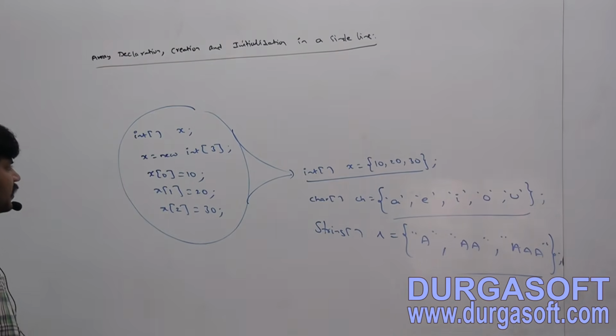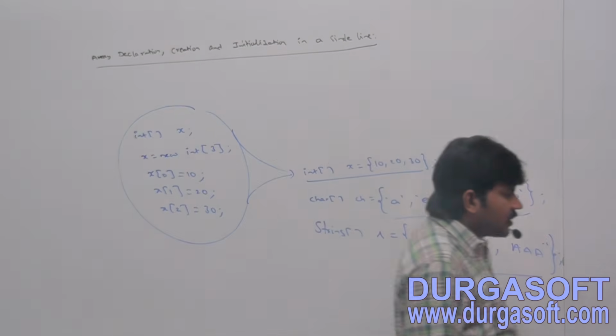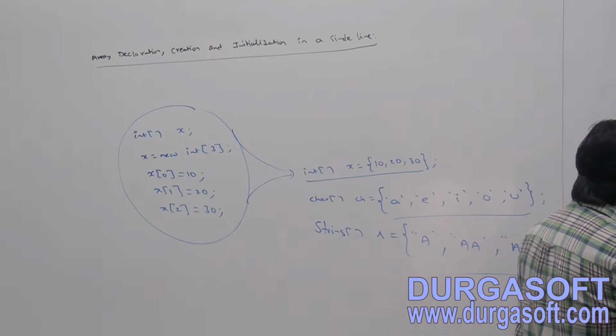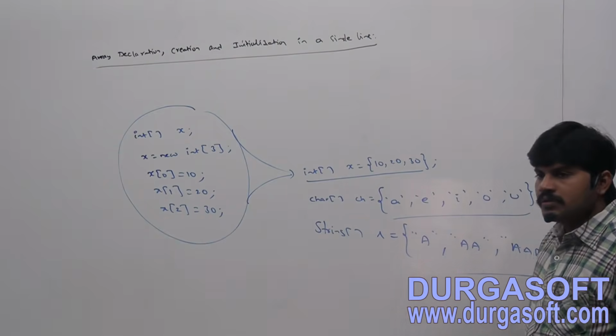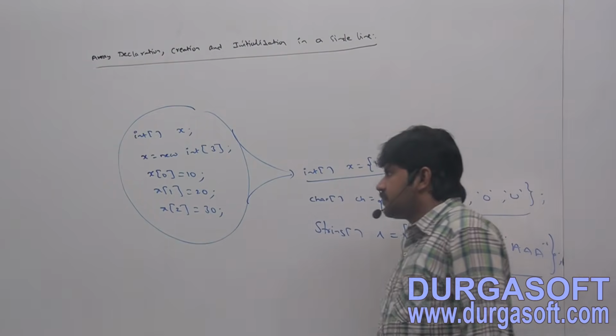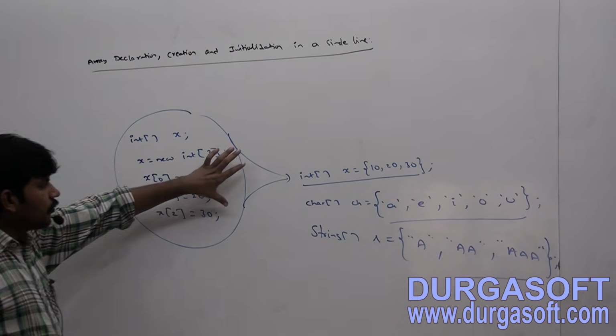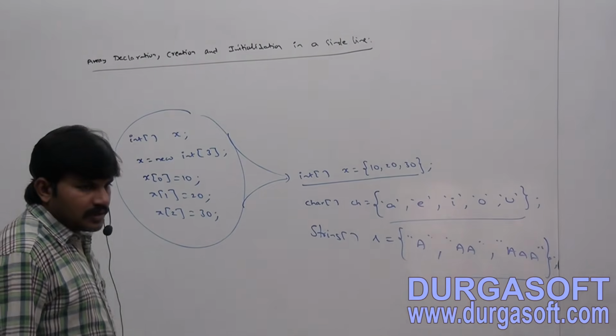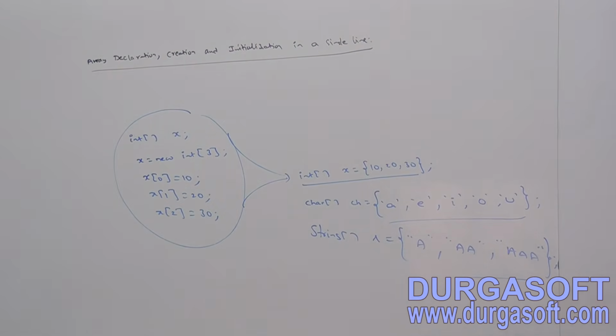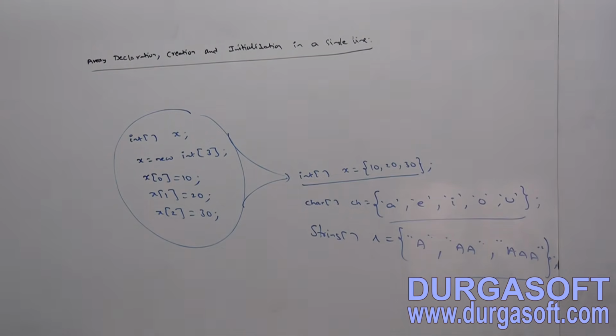Int array x; next, x is equal to new int array of 3; x of 0 is equal to 10, x of 1 is equal to 20, x of 2 is equal to 30. You know this total thing. So we can write only one line: int array x is equal to 10, 20, 30.